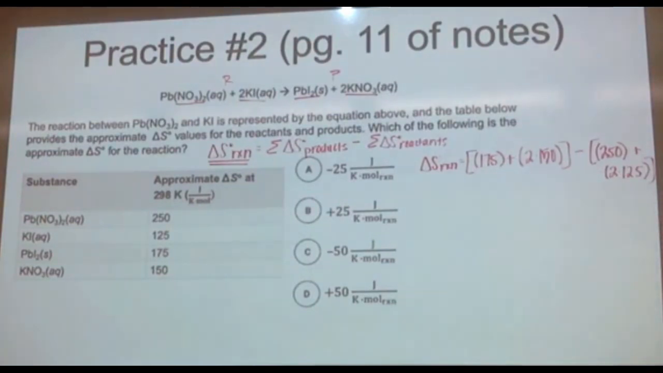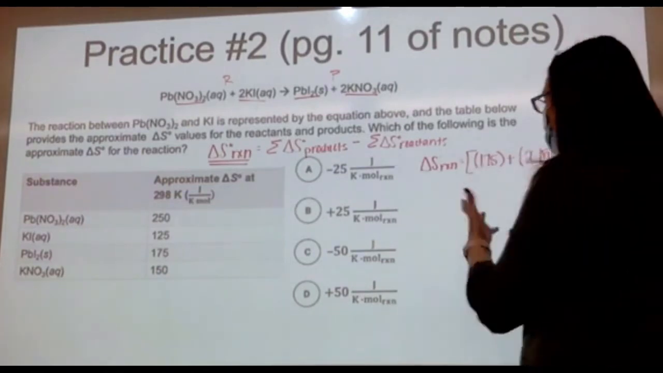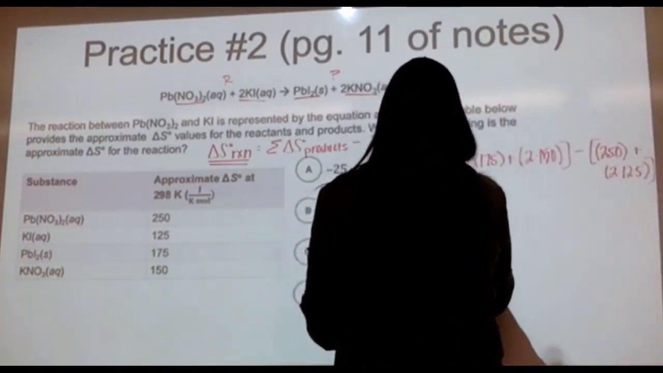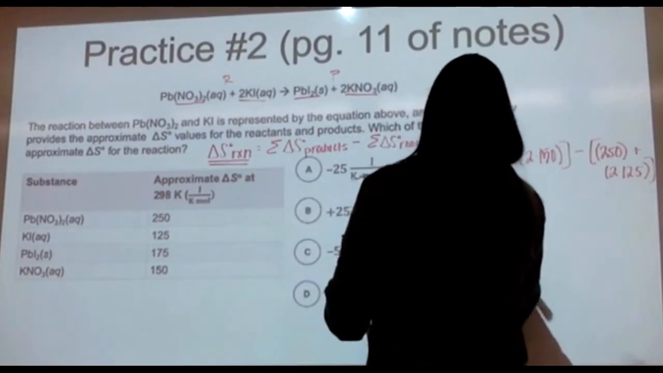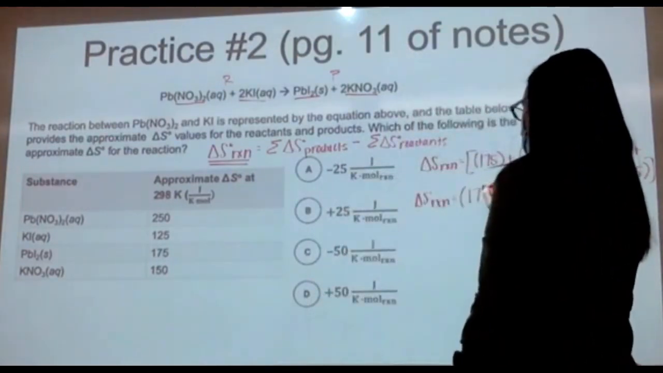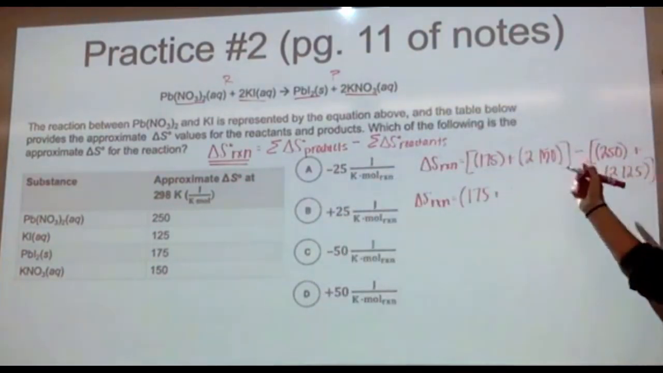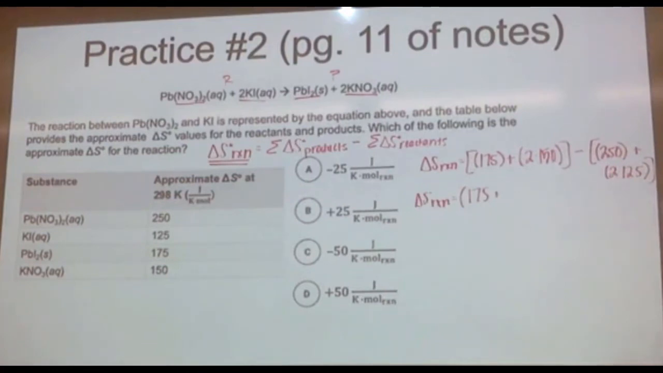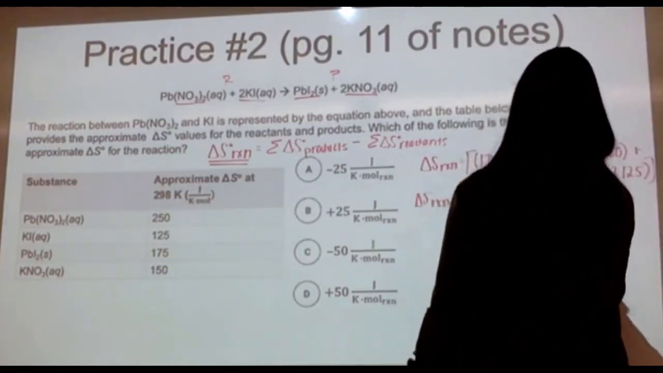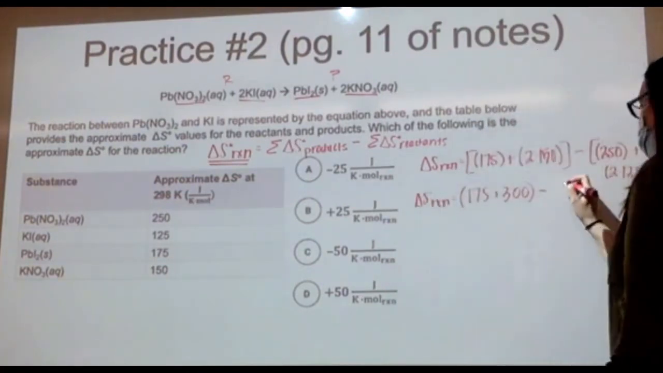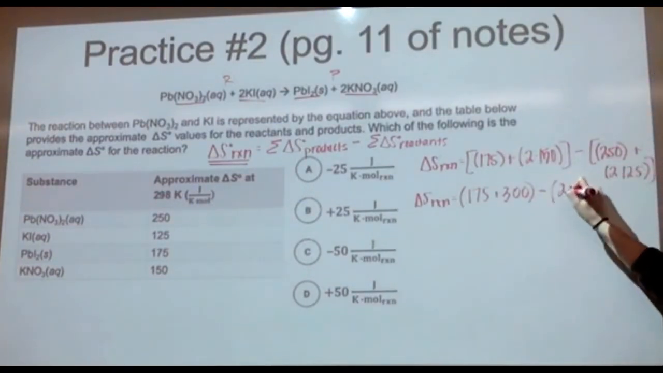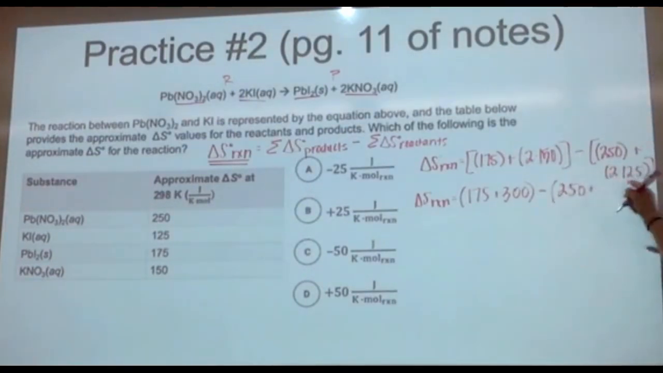You can do this without a calculator. You don't have to do it all at once, but you can do this without a calculator. I'll just say, okay, I'm going to leave 175 alone. What's 2 times 150? 300. And then I'm going to leave 250 alone. 2 times 125 is 250.